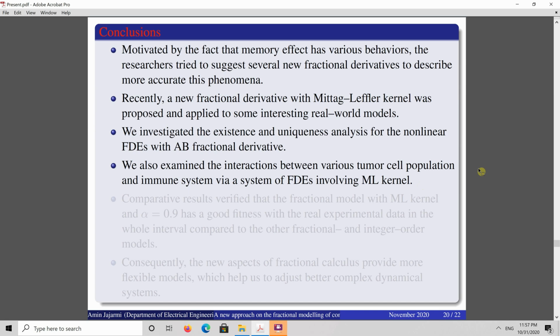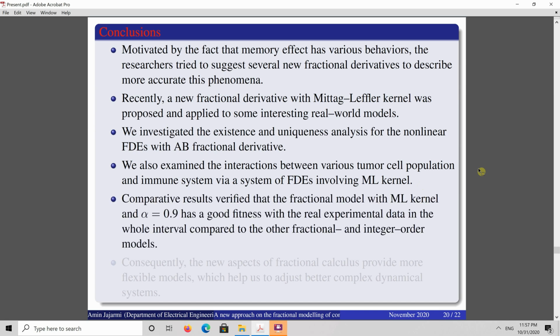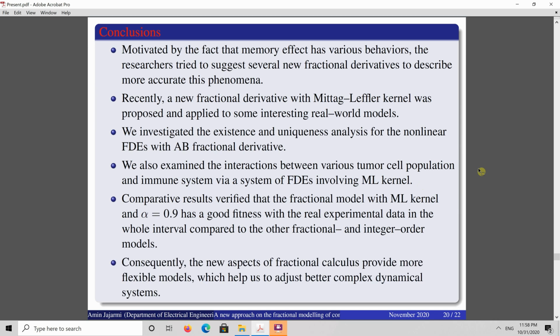We also examined the interactions between various tumor cell population and immune system via a system of fractional differential equations involving Mittag-Leffler kernel. Comparative results verified that the fractional model with Mittag-Leffler kernel and alpha equal to 0.9 has a good fitness with the real experimental data in the whole interval compared to the other fractional and integer order models. Consequently, the new aspects of fractional calculus provide more flexible models, which help us to adjust better complex dynamical systems.